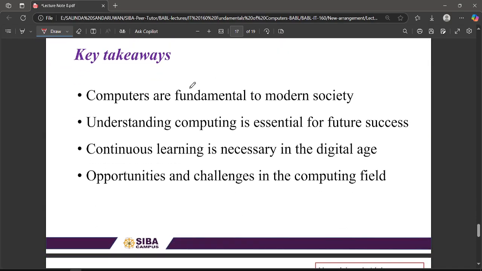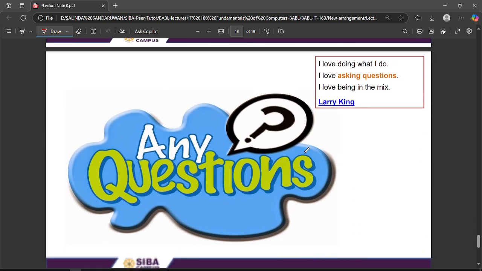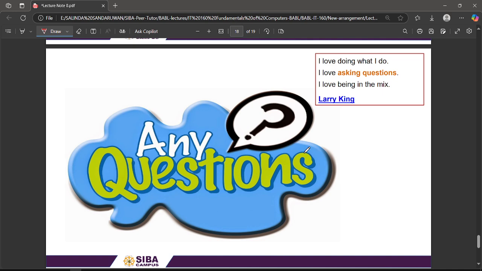So the summary of this lecture is this one. Computers are fundamental to modern society, and understanding computers is very essential. You should continuously learn, and also you will get opportunities, and challenges. So if you have any questions, you can ask. Otherwise, we'll continue with the other lecture slide. Any questions?